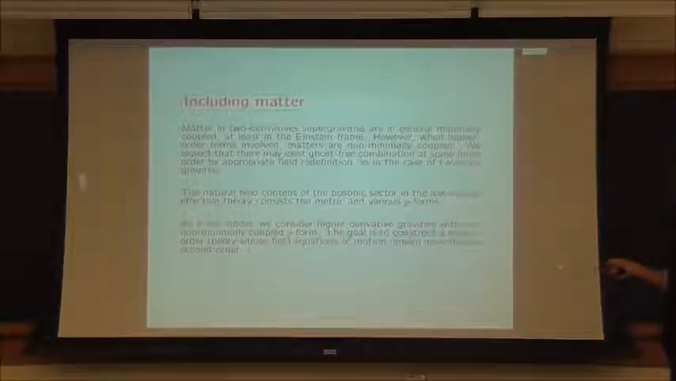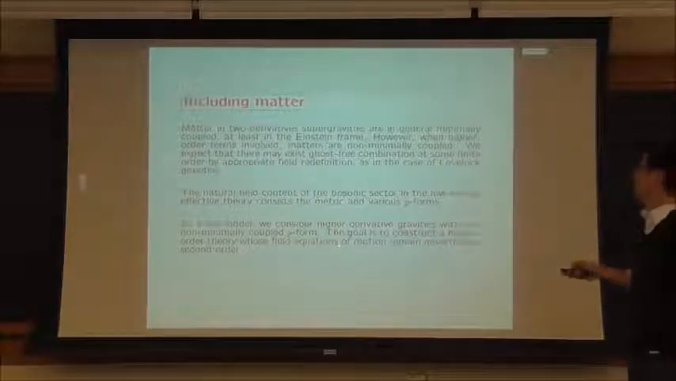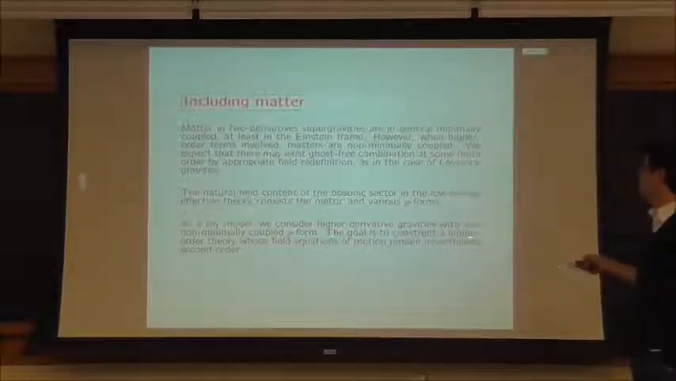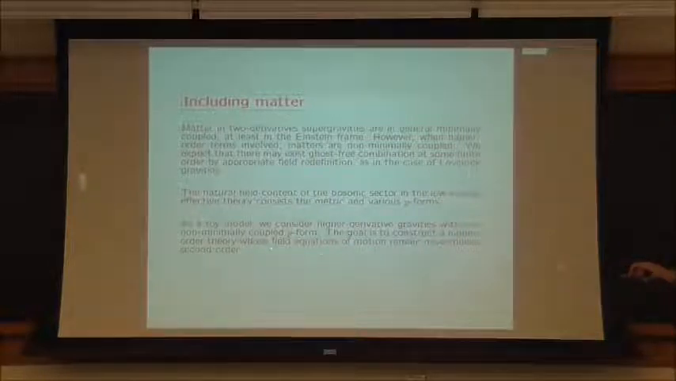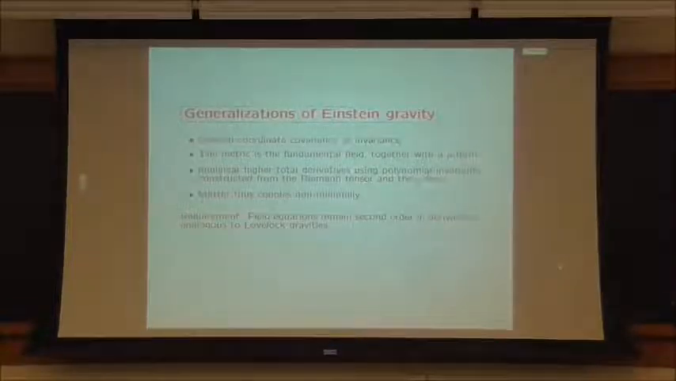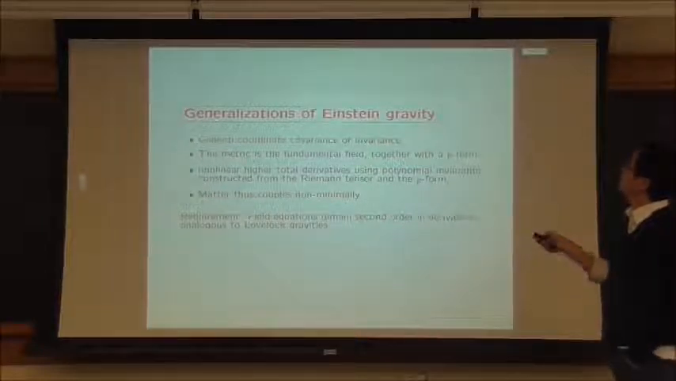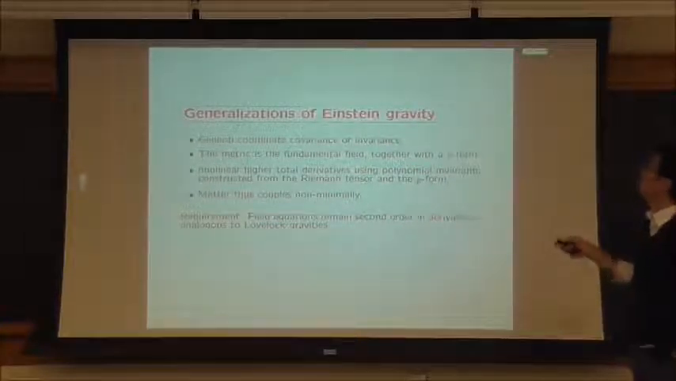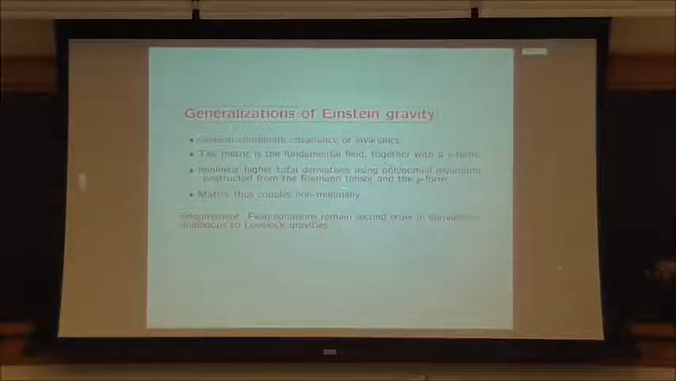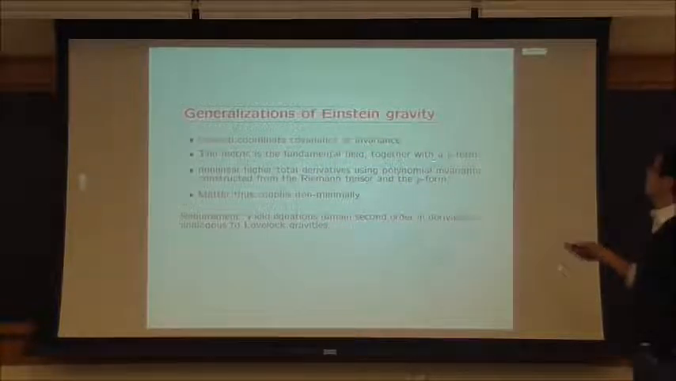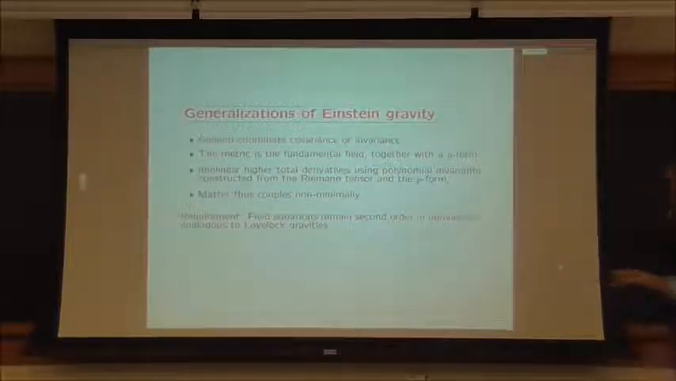We consider higher derivative gravity with just one non-minimally coupled p-form. Then the goal is to construct a higher order theory whose field equation of motion is nevertheless second order, as in the case of Lovelock gravity. So now back to Einstein gravity. We're going to maintain the generalization of Einstein gravity. We're going to maintain general coordinate covariance and invariance, and the metric is still the fundamental field. Now in addition, with a p-form.